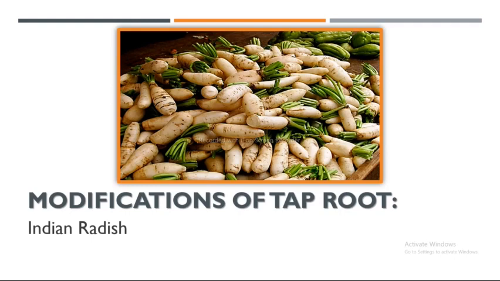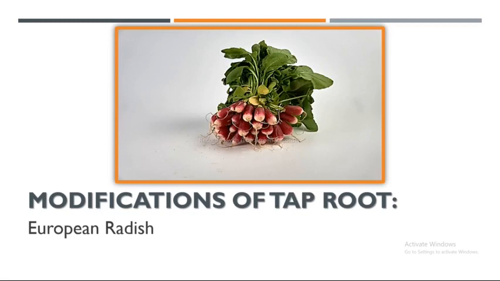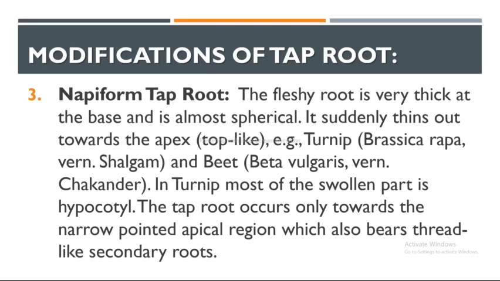Modifications of the taproot. This is the Indian radish as shown in the figure. And the second example is the European radish as shown in the figure. So the third is the napiform taproot. The fleshy root is very thick at the base and is almost spherical. It suddenly thins out towards the apex and is top-like. For example, in the turnip, Brassica rapa. Vernacular name or common name is shalgam.